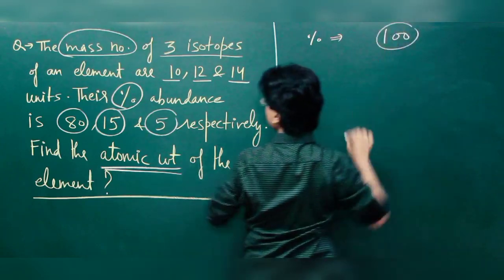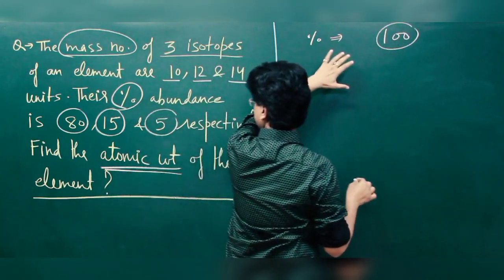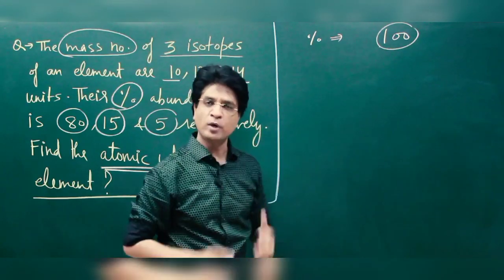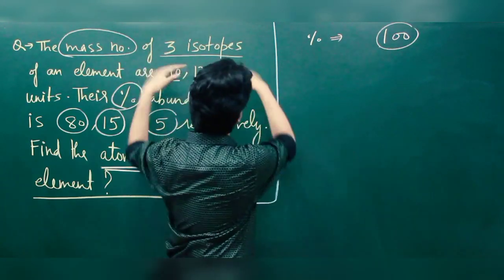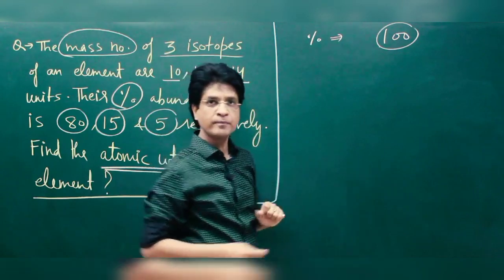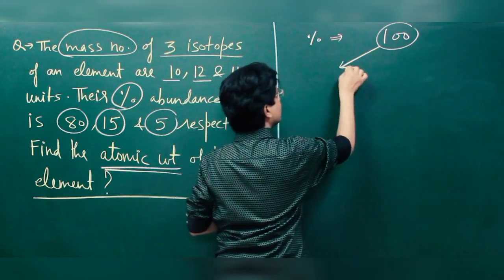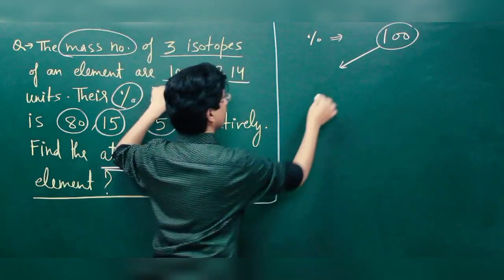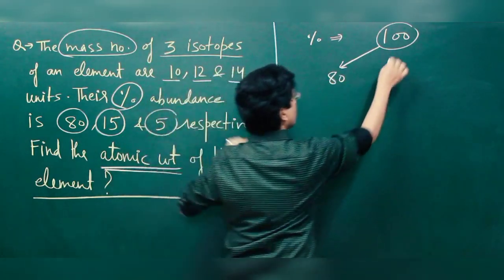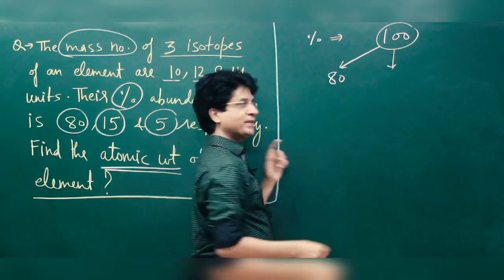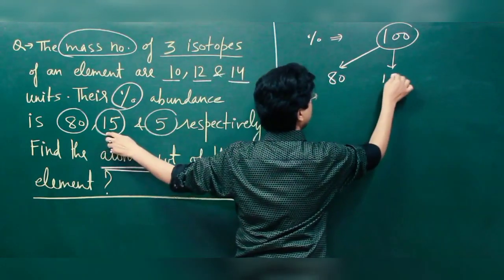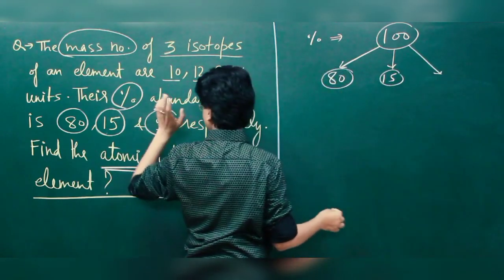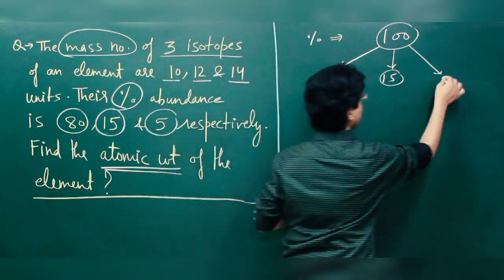So what I will do, I'll divide their percentage now. I'm assuming that the total number of atoms of all the 3 isotopes combined is 100. Now out of that, the number of atoms of the first isotope is 80, the number of atoms of the second isotope will be 15, and the number of atoms of the third isotope will be 5.